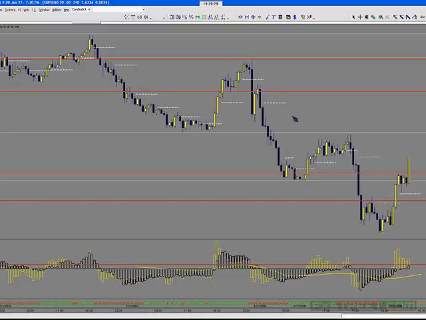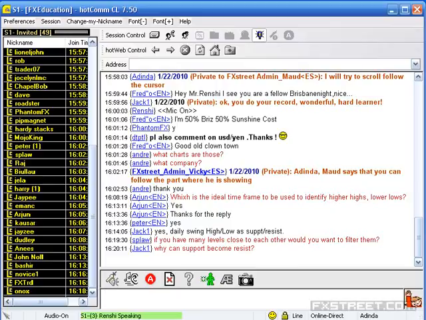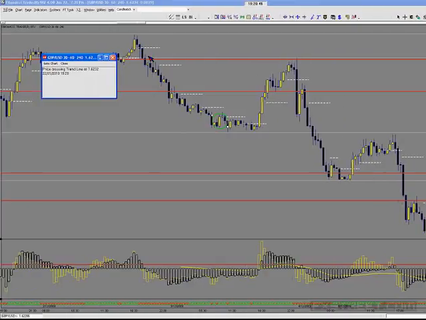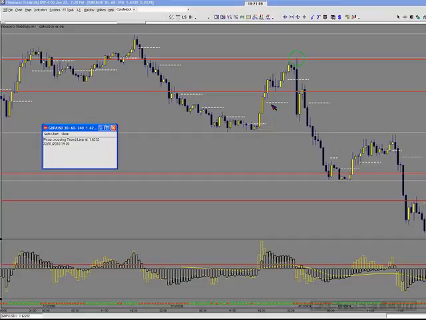Why can support become resistance? It's just when the market's trending in a certain way, Jack. What will happen is the market's coming down, and, okay, I've got an alarm going off on my GU. We'll have a look at that in a second. It's just crossing a trend line. Once the market feels that the price is getting too far down, or people are starting to take profit, that's where you start to get profit taking, and the price will come back up.